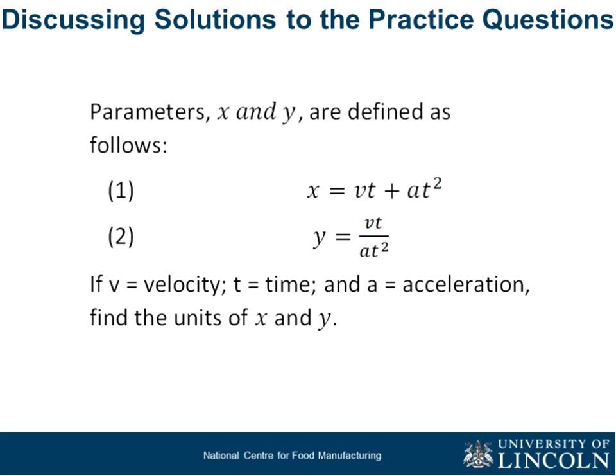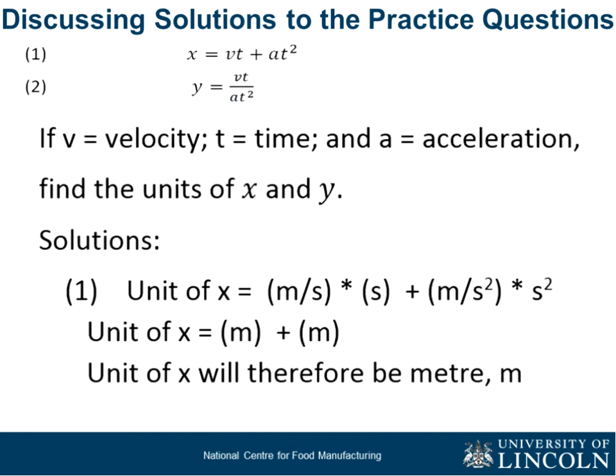Now, number one, we have been given this. We want to find the unit of x. The very first thing you want to do is to write the unit of velocity multiplied by the unit of time, plus the unit of acceleration multiplied by the unit of time squared. Take note, this is time squared.